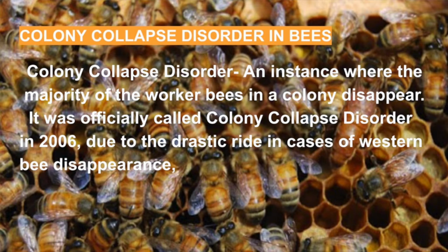This occurrence has been going on for a while throughout the history of agriculture. Before, it was known by names such as May disease and autumn collapse. However, in 2006, it was officially termed colony collapse disorder due to the drastic rise in cases of western bee disappearance.